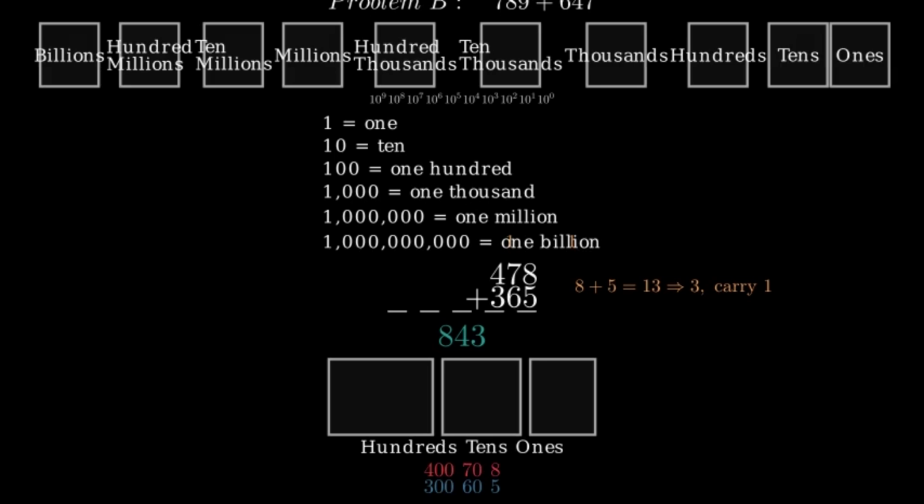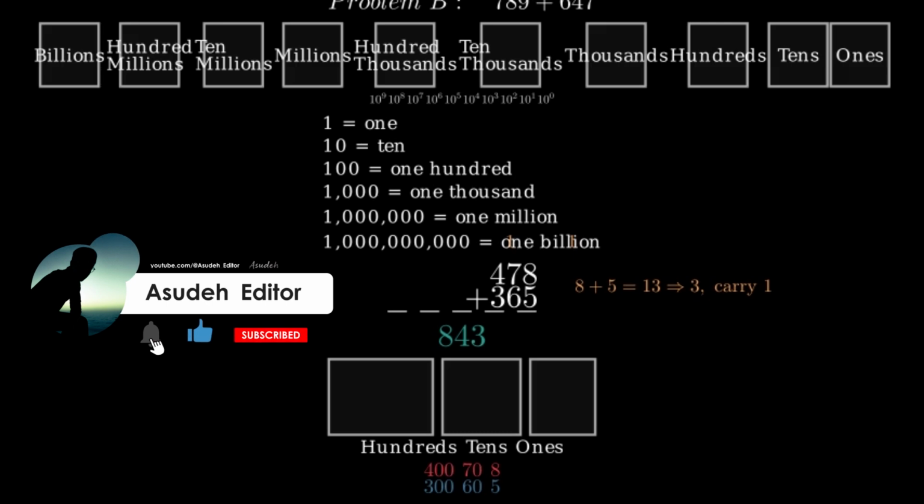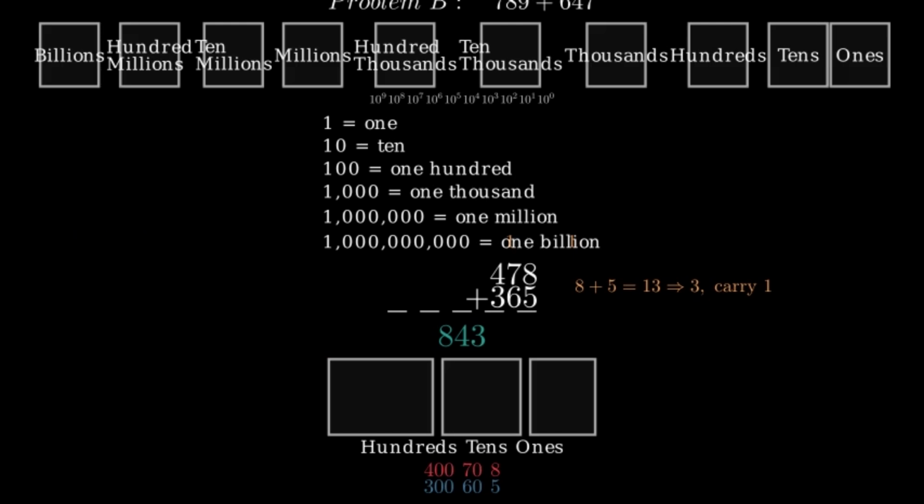Ones. 8 plus 5 equals 13, which is 1 ten and 3 ones. Tens. 70 plus 60 equals 130. That is 3 tens and 100. Hundreds. 400 plus 300 equals 700. Combine all carries and totals. 700 plus 100 equals 800, plus 30 equals 840, plus 3 equals 843. So again, we get 843.